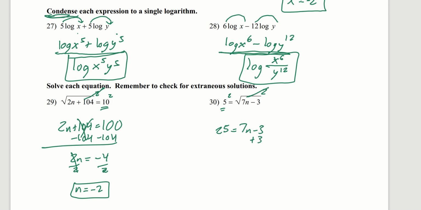And then solve for the variable. So add 3 to both sides, and you get 28 equals 7n. And then divide by 7. I'm going to go ahead and flip this around. N equals 28 divided by 7, which is 4.